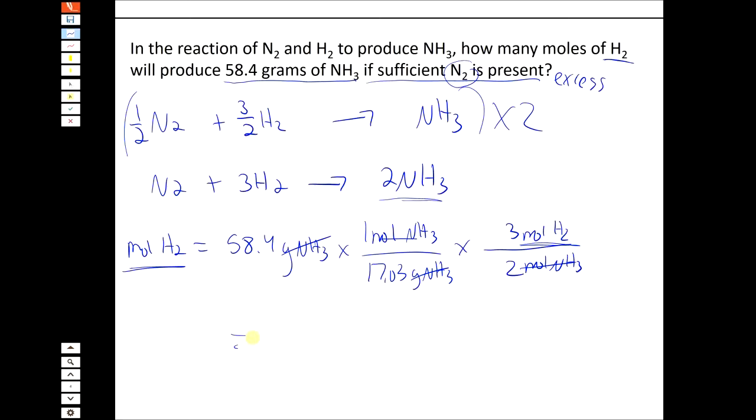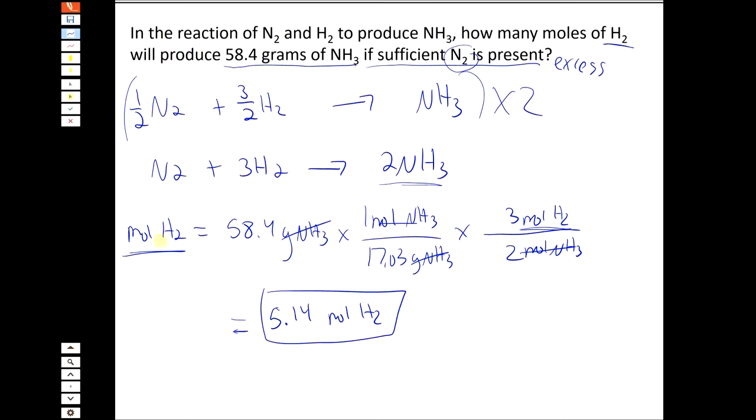And what I got for this one was 5.14. Hope I didn't mess up anything. And the calculations I'm going to do kind of quickly here. But I got 5.14 moles of H2. And again, I think this was a numerical problem where you could have had different numbers but the same set of steps. Alright, so that's another one where we don't have to worry about limiting reactant.